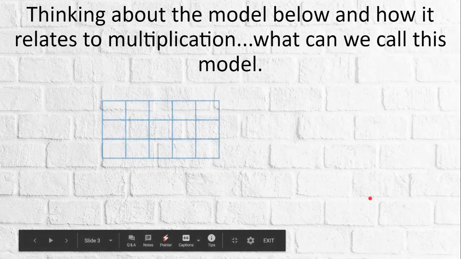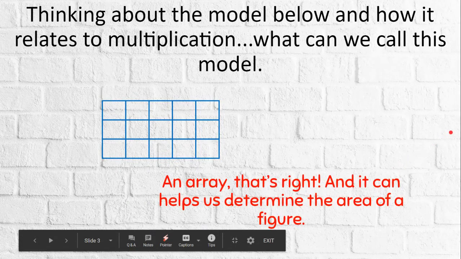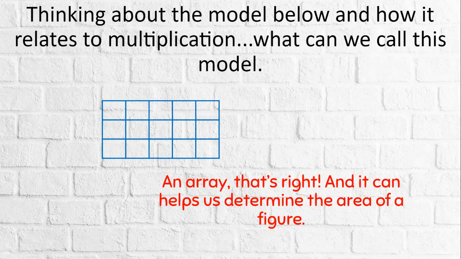Thinking about the model below and how it relates to multiplication, what can we call this model? An array, that's right. And it can help us determine the area of a figure. So when we did our multiplication strategies, we used arrays or area models to help us solve. This is just an array or an area model. And we've been using them to help us solve for area.